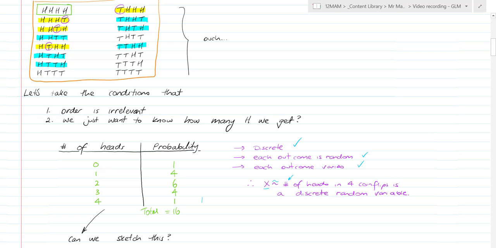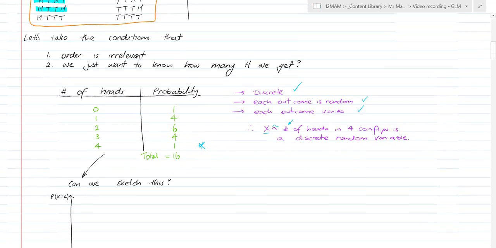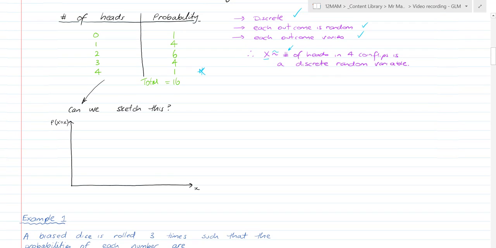So this is what we're going to be working with. Can we sketch this? Yes, and we get a really nice sketch. If I put 0, 1, 2, 3, 4, there's one way for 0, then 4 ways, then 6 ways, then 4 ways, and then one way. It looks like that. Now it doesn't make sense to connect the dots because it's discrete. We might say 1.5 is about there, but I can't get 1.5, so we don't connect the dots.